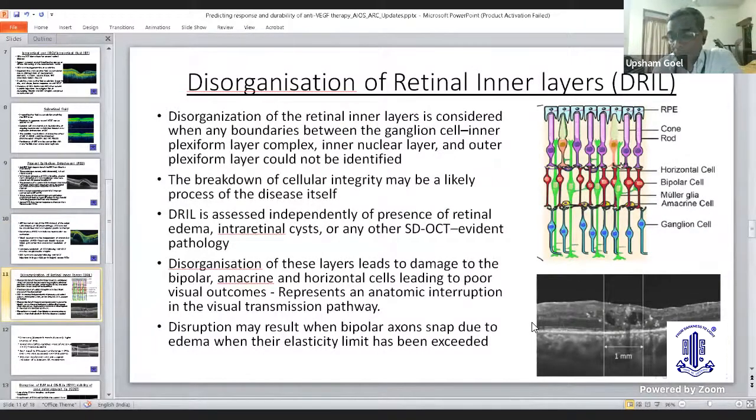Now, a very important thing which has taken center stage is disorganization of the retinal inner layers. Again, like I said, most of it is based on common sense, that you have the ganglion cell layer right up to the outer plexiform layer. Now, if there is a disruption here, and especially in the inner nuclear layer, where there are the amacrine and the Muller cells and all these cells, if there is fluid accumulation there, or damage to that layer, then, because the role of all these cells is not even known thoroughly.